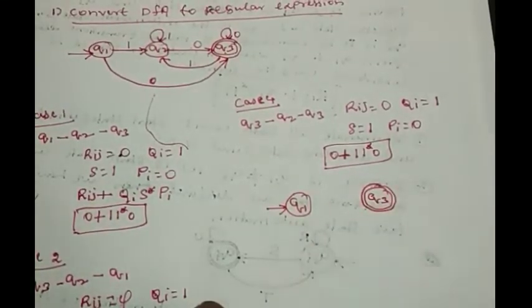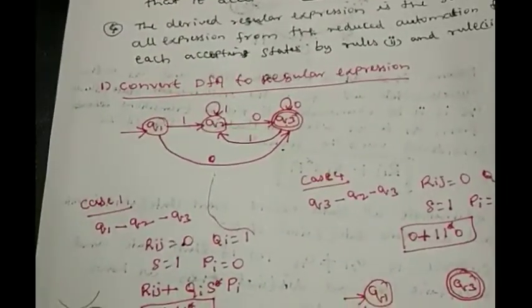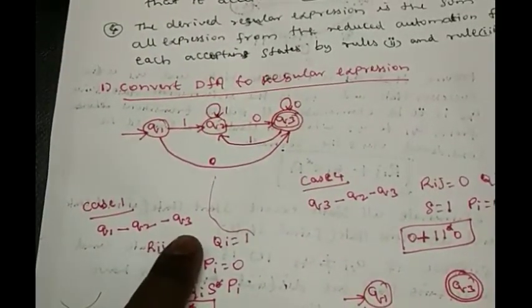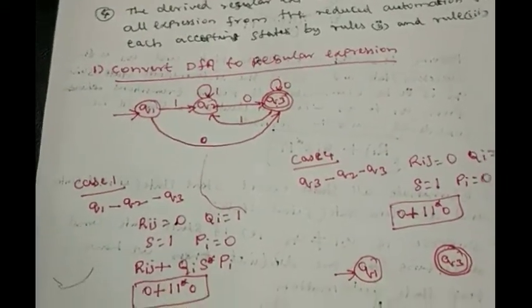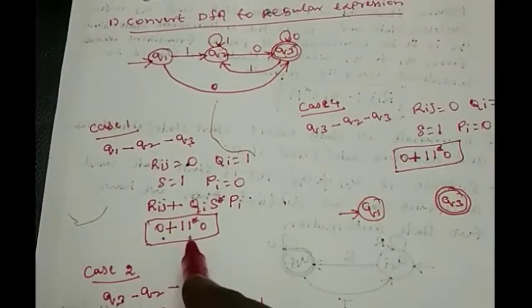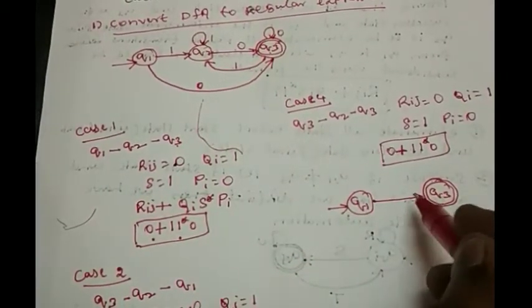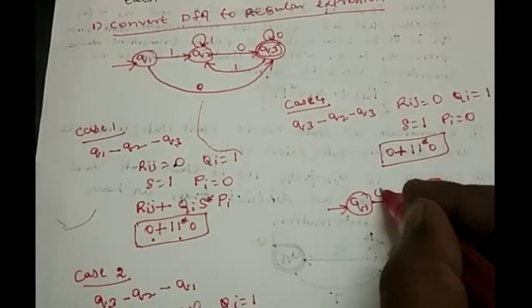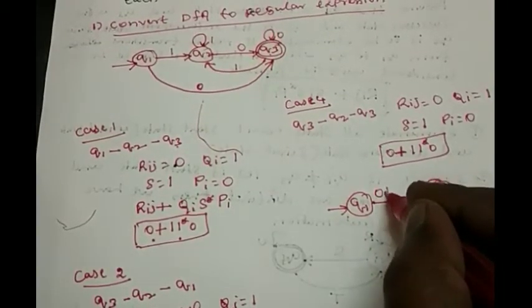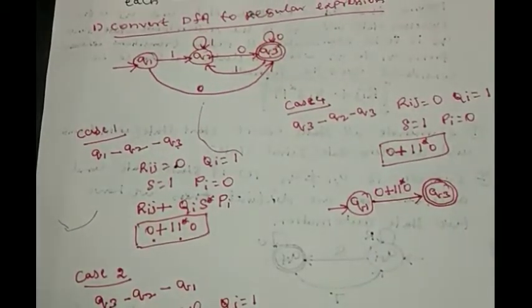Now let us see what the transition is here. In case 1, we travel from Q1 to Q3. So what is the regular expression? From Q1 to Q3, the regular expression is 0 plus 1 star 0. So from Q1 to Q3, I just make it as 0 plus 1 star 0.